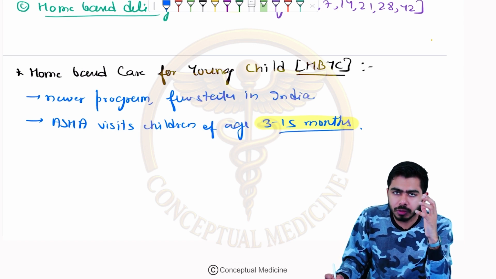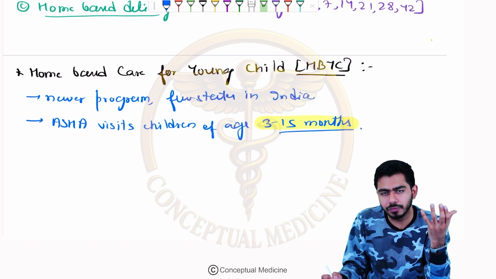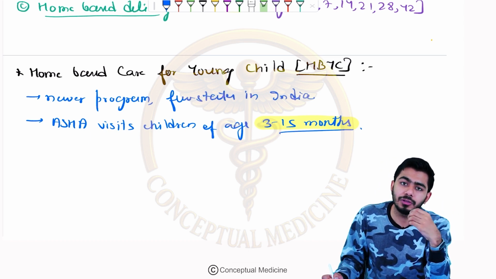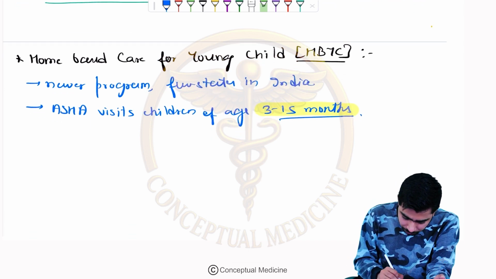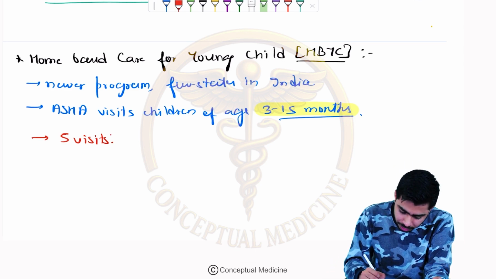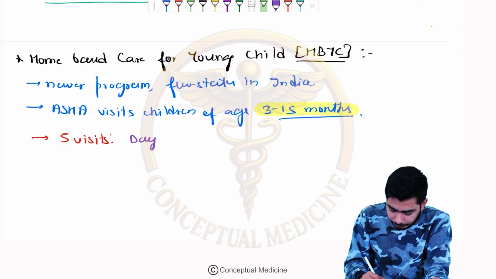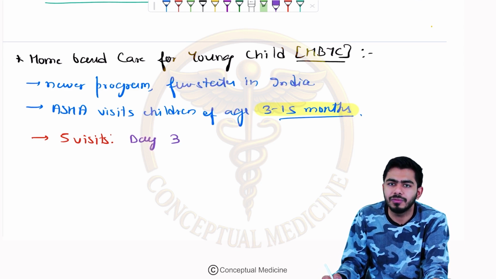So now let's talk about the visits. How many visits will she be giving over here? So guys, she will be visiting 5 times. The ASHA worker will be giving 5 visits over here, right? And let's talk about the days also, guys. Days will be very easy. You just need to remember the table of 3.